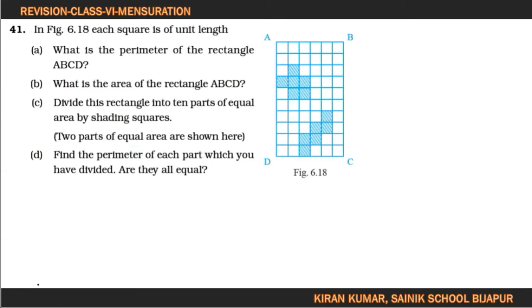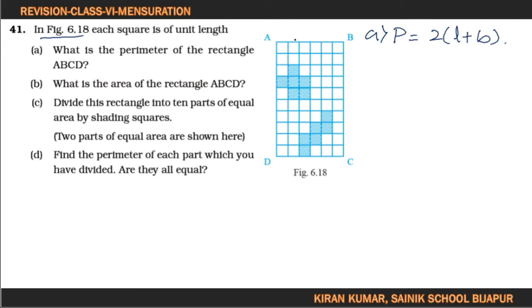Question number 41. In the figure 6.18, each square is of unit length. There are 4 sub questions here. The first one is, what is the perimeter of rectangle ABCD? Here perimeter will be equal to 2 times of length plus breadth. We require length as well as breadth.